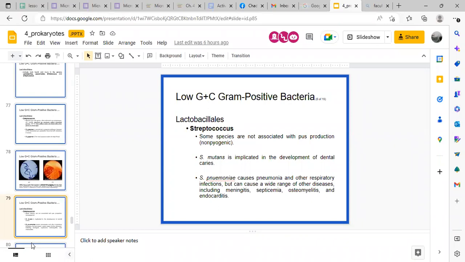S. mutans is implicated in the development of dental caries, and one of the species can also cause pneumonia and other respiratory infections like meningitis, etc.